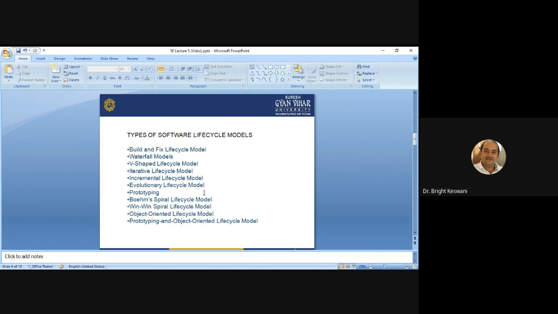development life cycles: build and fix life cycle model, waterfall life cycle model, V-shaped life cycle model, iterative enhancement life cycle model, incremental life cycle model, evolutionary life cycle model, prototyping life cycle model, Boehm's spiral life cycle model, win-win spiral life cycle model, object-oriented life cycle model, and prototyping and object-oriented life cycle model.